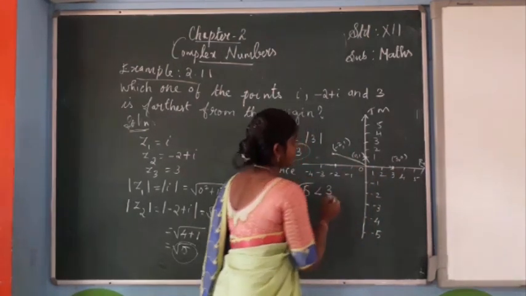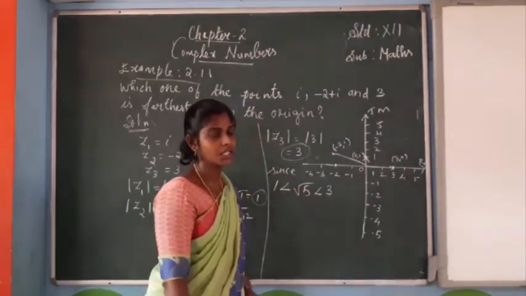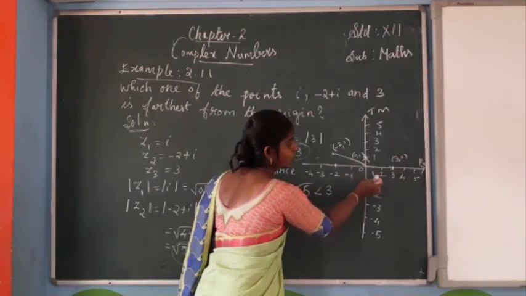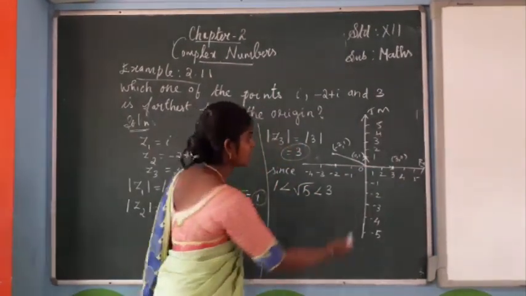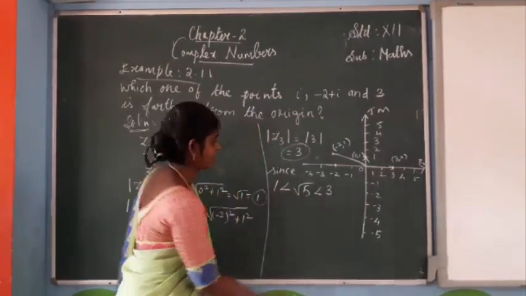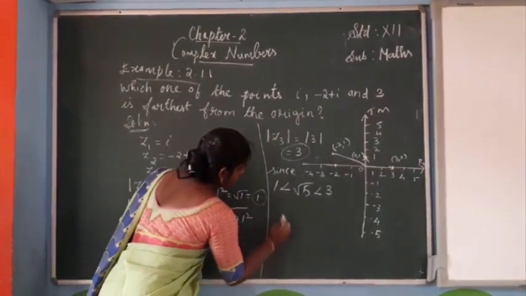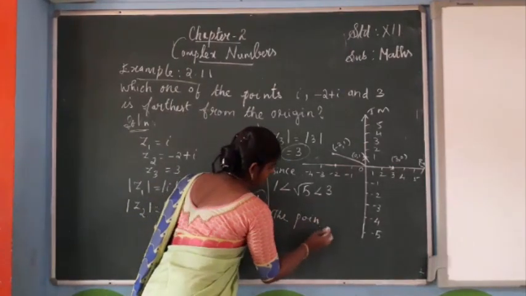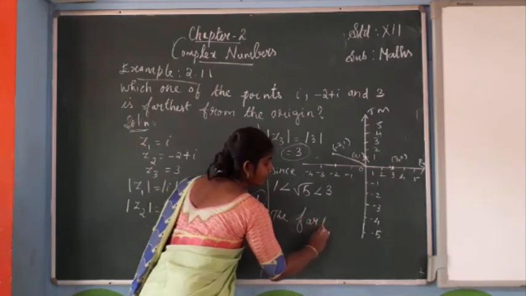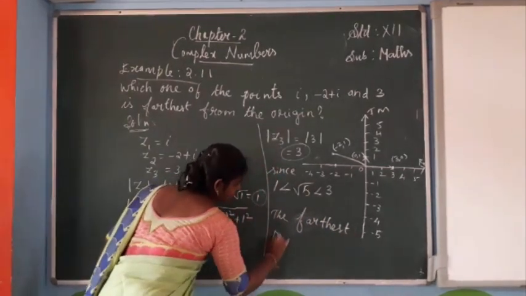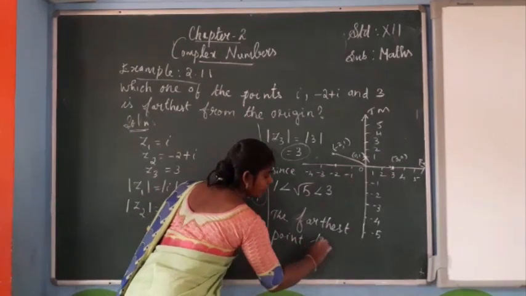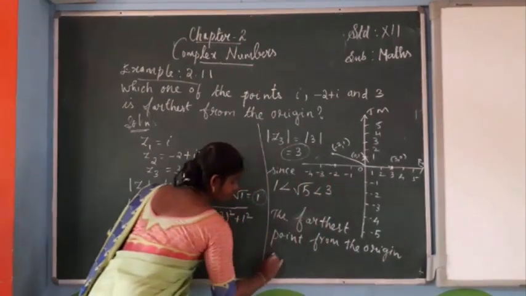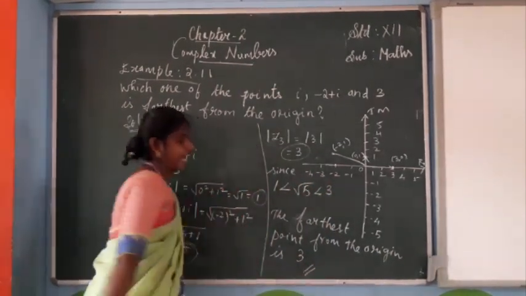So from here, which is farthest from the origin? So 3 is farthest from the origin. It's not closest, it is farthest from the origin. So what is the answer? Answer is 3. So the farthest point from the origin is 3. This is the answer.